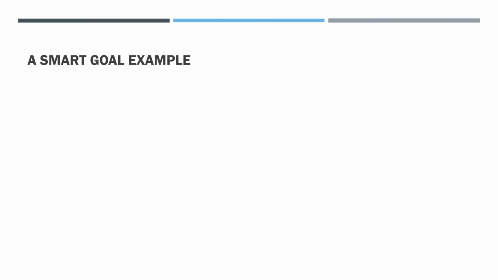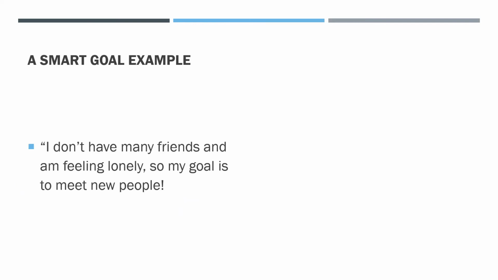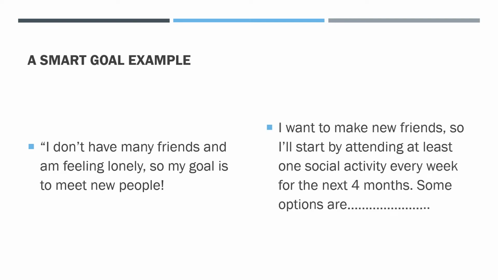Here's an example. This is a goal that students have used in the past. I'm feeling lonely, I want to meet new people. So if we're looking at making that a SMART goal, I want to make new friends, so I'm going to attend at least one social activity every week for the next 4 months. So just one minimally per week.